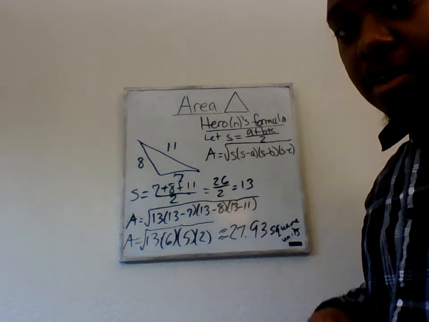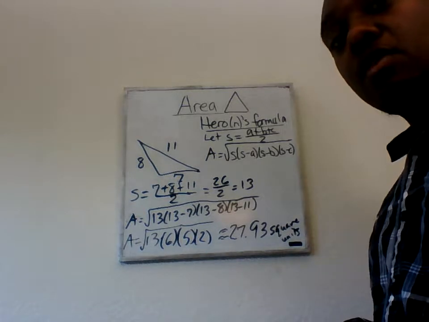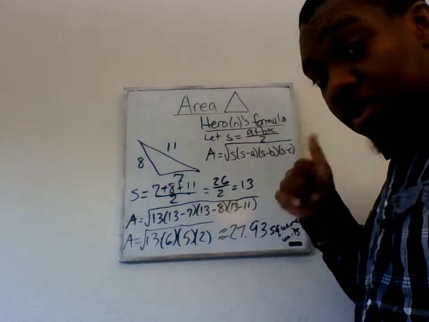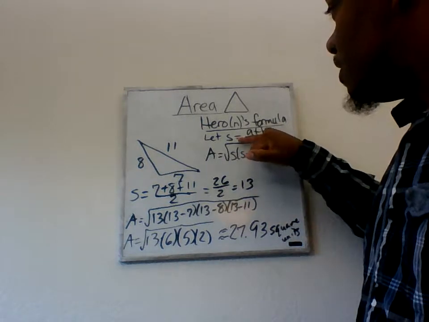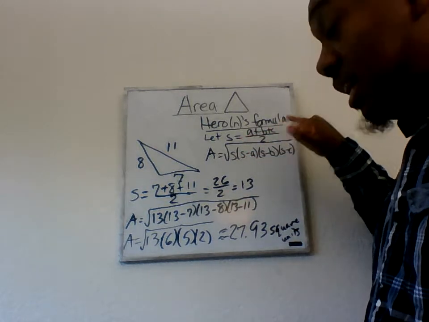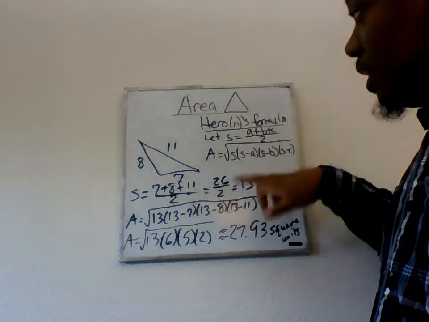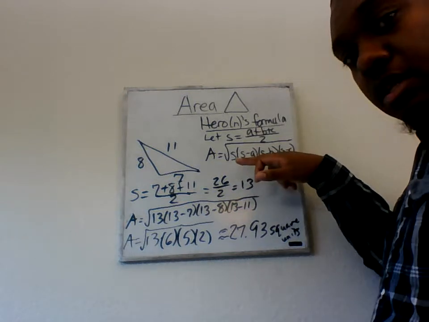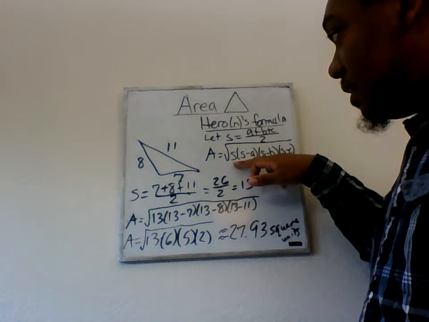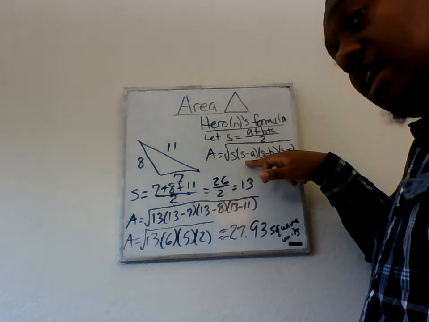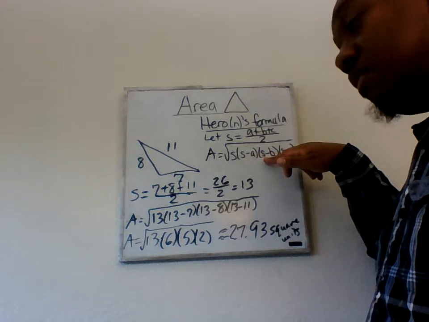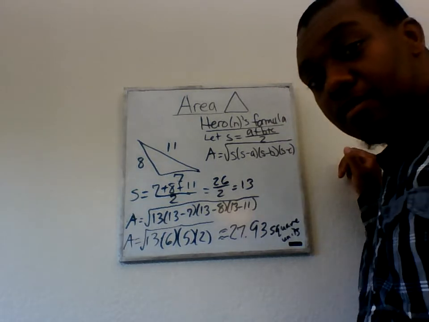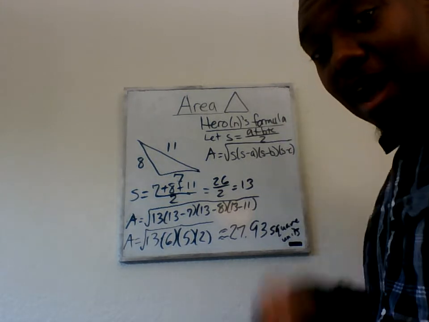So that's area of a triangle using Hero's formula. So given all three sides of a triangle, you still can find the area. You can find S first by taking the sum of all three sides and dividing by 2. And then taking that and substituting into the formula for area. Area equals the square root of that S times the difference of S minus one of the sides times the difference of S minus another side times the difference of S minus the third side. And that's it. I will see you soon.